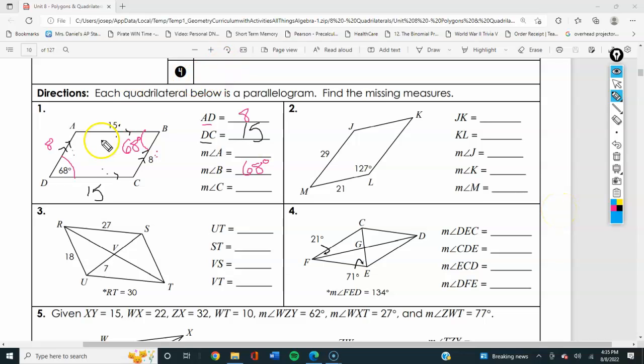Now what do I know about my big angles plus my little angles? Well, they add to 180, right? Consecutives are supplementary. So to find angle A, I can do 180 minus 68. And 180 minus 68 is 112. And if angle A is 112, angle C is 112 degrees because opposite angles are congruent.